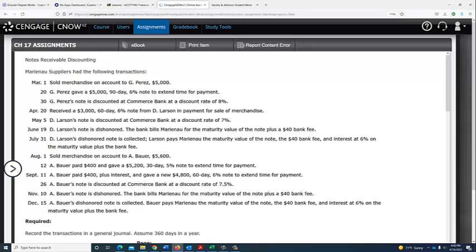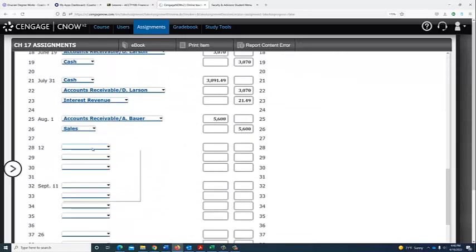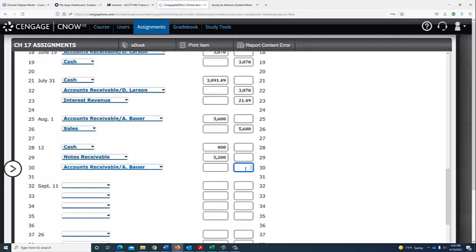Okay, so on the 12th, we're collecting $400 from Bauer, and he is going to satisfy the remaining $5,200 of the accounts receivable with a note. Okay, so we'll record what we collected, the cash at $400, and then we collected a notes receivable at a principal of $5,200, and then we will remove the entire accounts receivable because it has been satisfied.